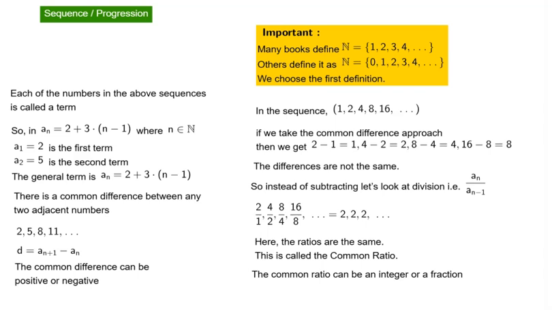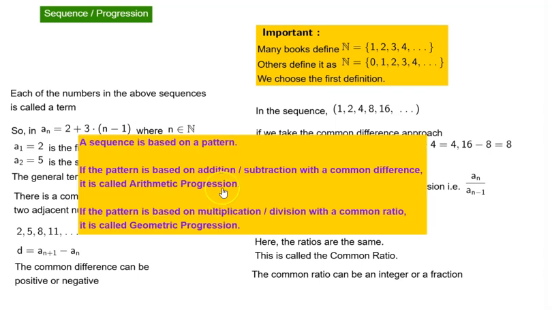So this brings us to a very important categorization of a sequence. A sequence is based on a pattern. If the pattern is based on addition or subtraction with a common difference, it is called an arithmetic progression. If the pattern is based on multiplication or division with a common ratio, it is called a geometric progression. That was, you can say, the introduction to sequences and progressions.